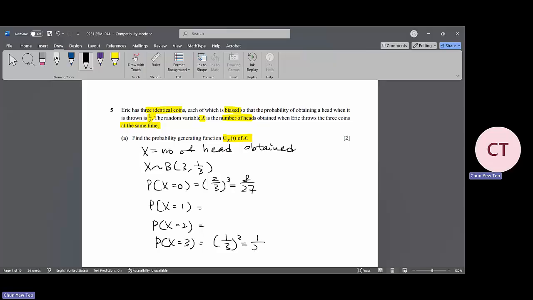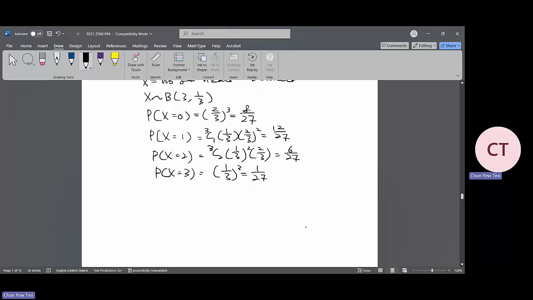It's quite easy. To get this, it's 3C1, 1 over 3, and 2 over 3 squared. Then 3C2, 1 over 3 squared, 2 over 3. And you press the calculator and simplify them. You will get this one as 12 over 27, this one is 6 over 27. I leave the denominators all the same. I don't plan to simplify them, so I want to make all of them have the same denominator, 27.